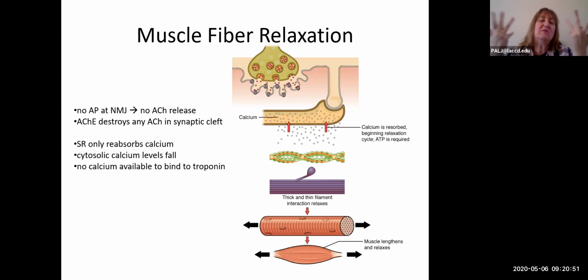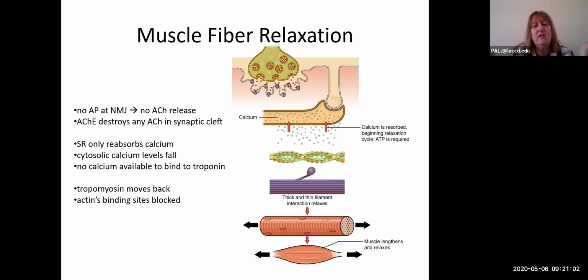which means the sarcoplasmic reticulum can only reabsorb the calcium. The cytosolic calcium levels are going to plummet, so there's no calcium available to bind to troponin, which means troponin has moved back so that tropomyosin is covering the active binding sites. Meanwhile, there's no muscle tension because the myosin heads are cocked and there's no place for them to go. So the muscle fiber no longer has tension and it is relaxed. Whew. So there's a lot of negatives involved for muscle fiber relaxation.